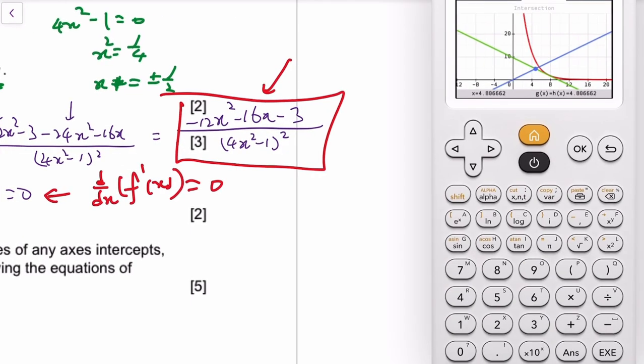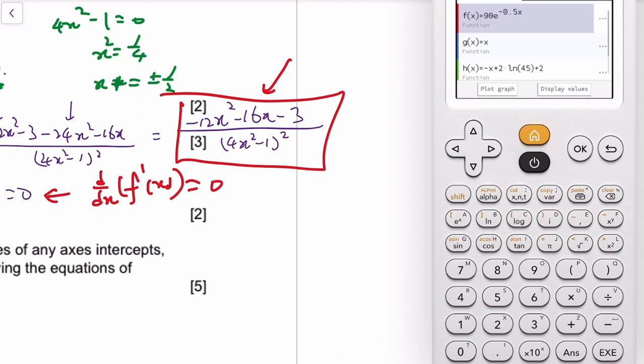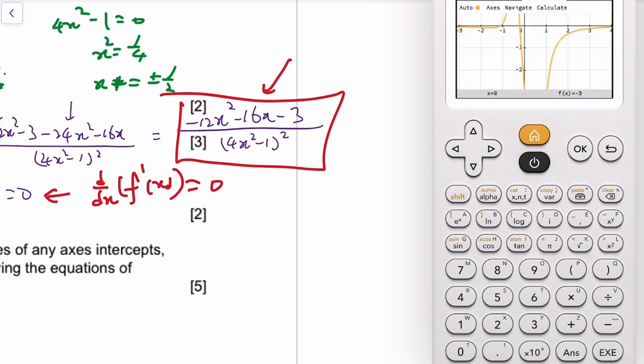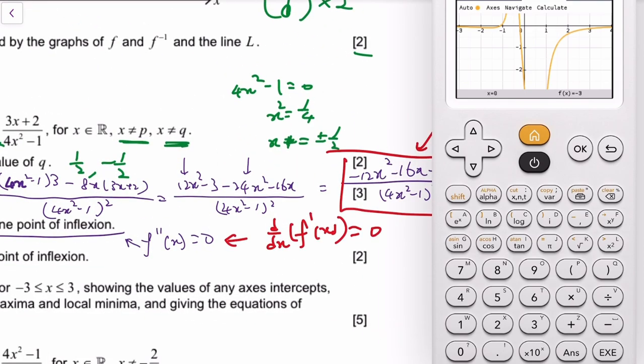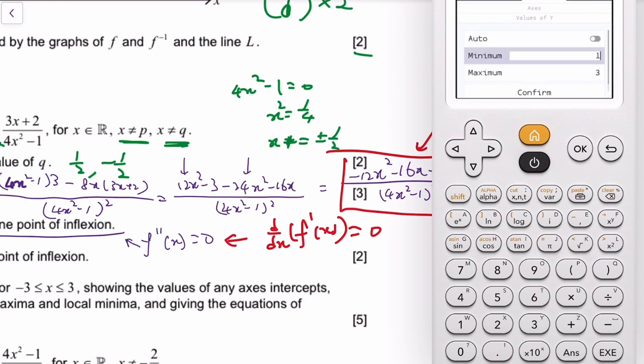At least that's a viable thing to do in paper 2, because we can graph, so we'll be graphing. So I will have to clear them all. Negative 12x squared minus 16x minus 3 divided by 4x squared minus 1, squared. Okay, let's see. What is the domain? Domain is anything, right? I might want to zoom out a bit. So let's zoom out a bit, so we have more negative, and more y as well.